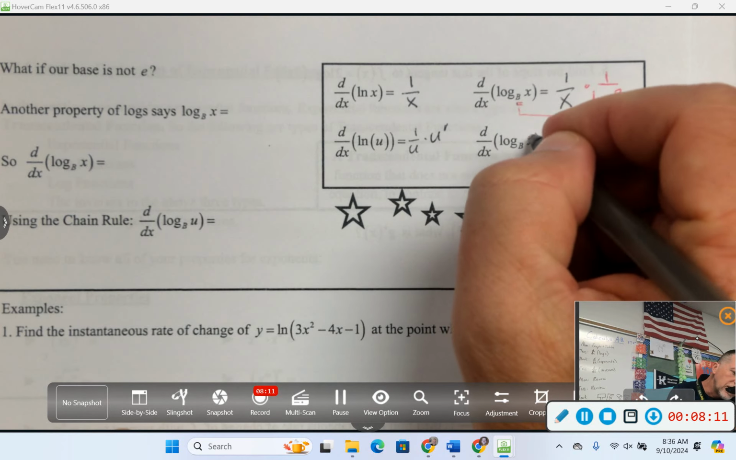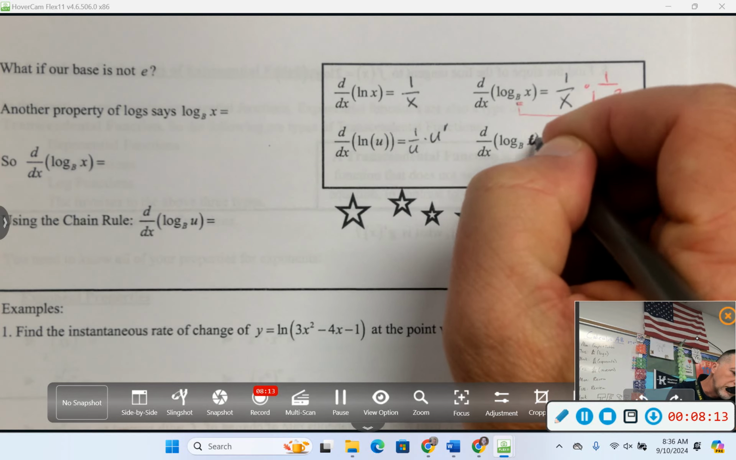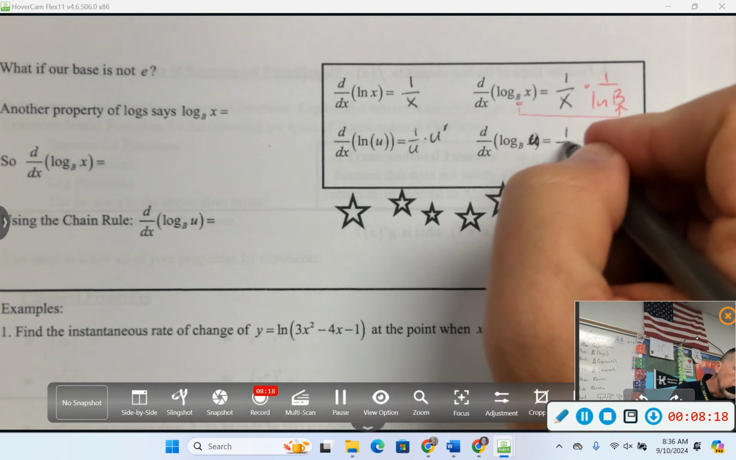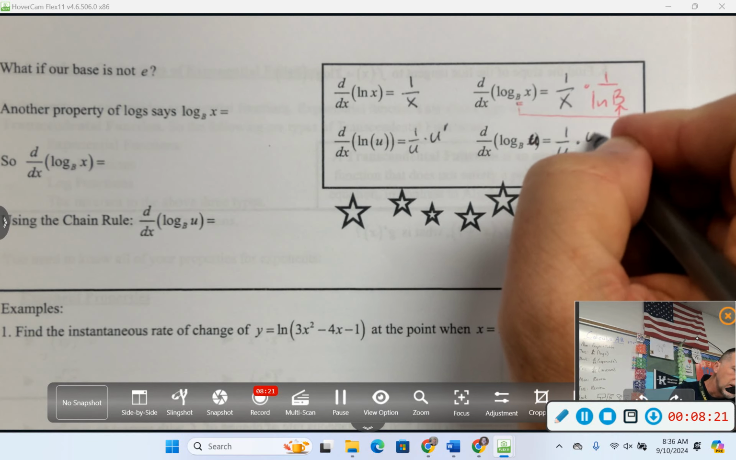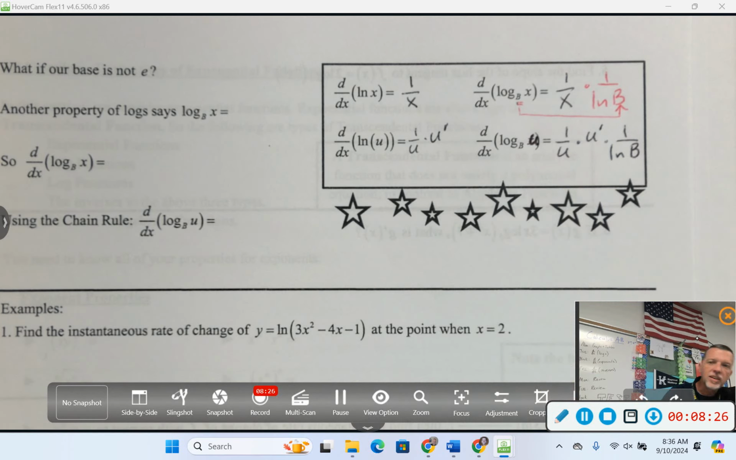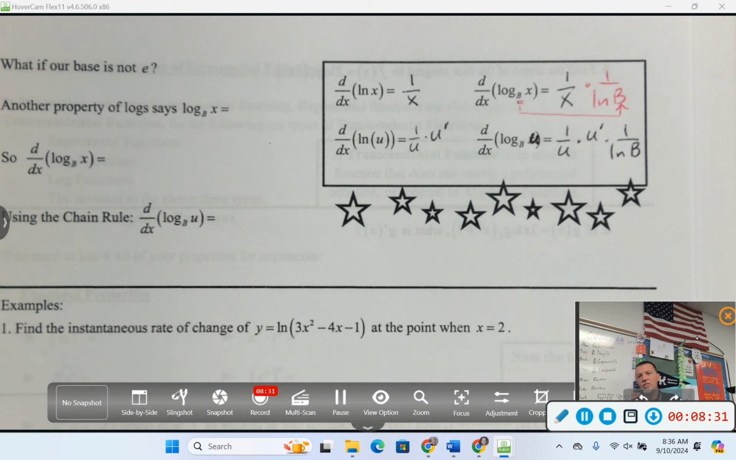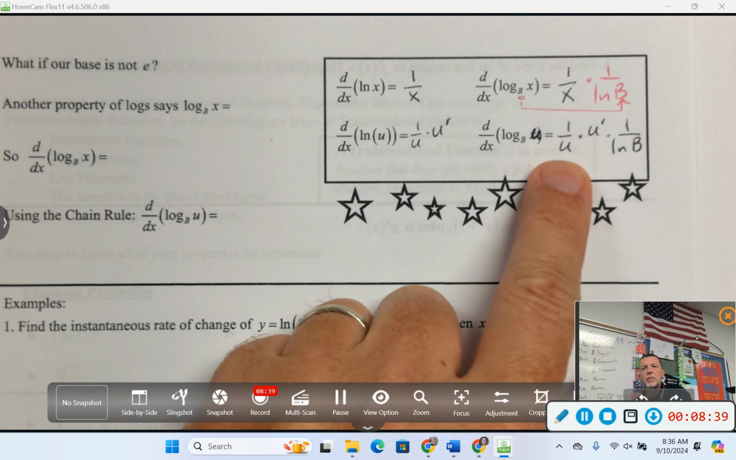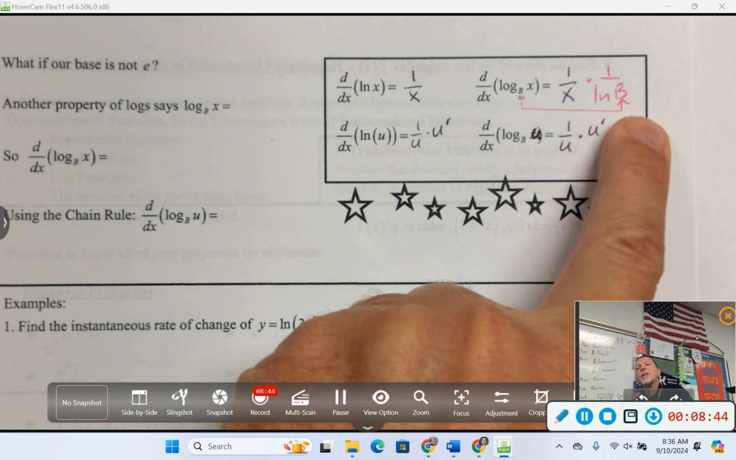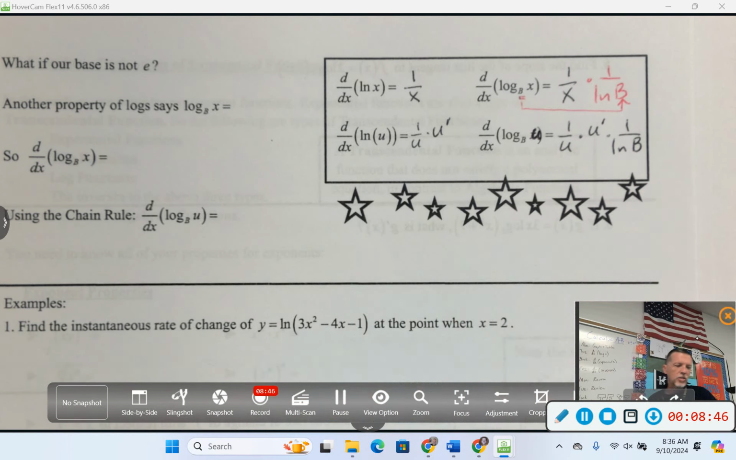This bottom right one, there should be a u right there. That way we can work on our chain rule and remind ourselves what the chain rule is. So 1 over u, 1 over the argument, times the derivative of the argument, times 1 over natural log of the base. Again, you can sandwich that up a little bit, but then you sort of lose the concept of the pieces. So it's up to you how you write it, but this is how I remember it. The log rule is 1 over the argument times the derivative of the argument, and then 1 over the natural log of the base.